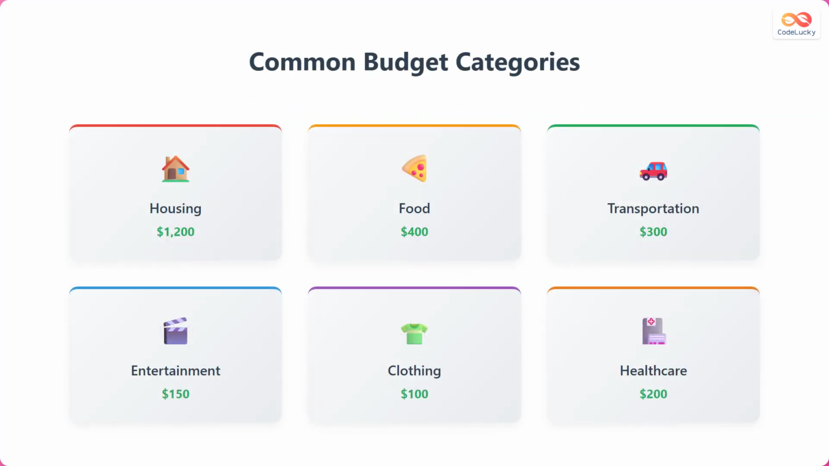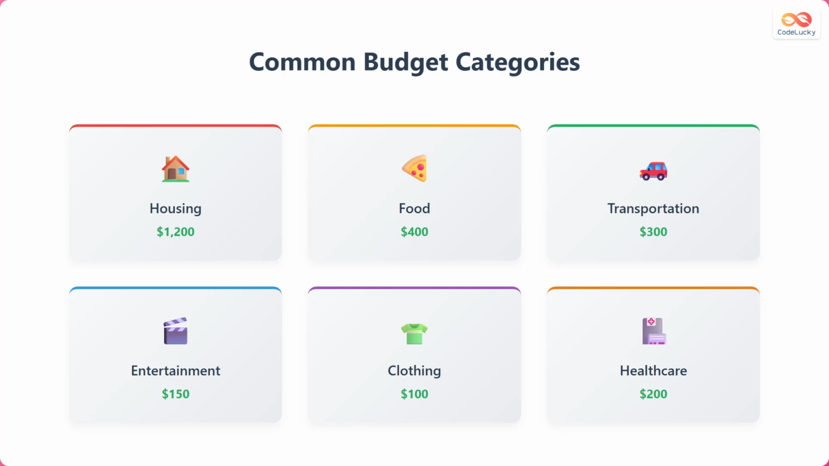Most people start with 6 to 8 basic budget categories. Housing typically takes the largest portion at around $1,200 for rent or mortgage. Food expenses usually run about $400 for groceries and dining out. Transportation costs including gas, insurance, and maintenance often total $300. Entertainment and recreation might get $150.